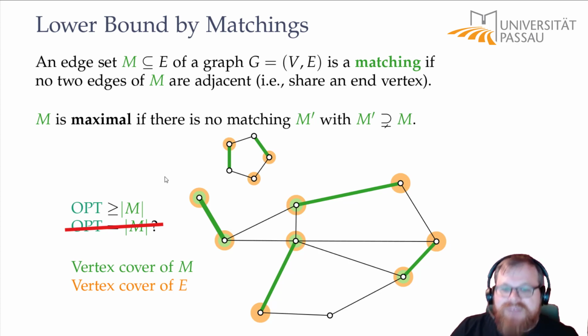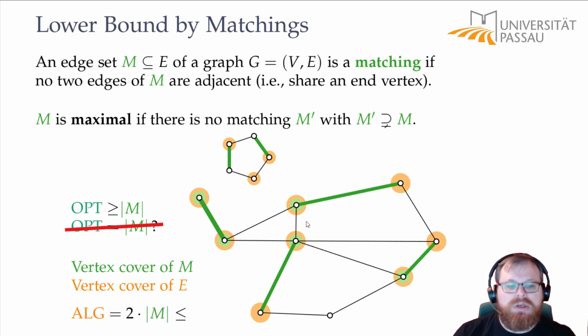That means that we now have an algorithm. We compute a maximal matching, we take both end vertices of every matching edge and put them into the vertex cover. And the size of this vertex cover is twice the size of the maximum matching. And since we know that the optimal solution is at least as large as the maximum matching, this algorithm gives us a solution that's at most twice as large as the optimum. So we have our first factor 2 approximation algorithm.